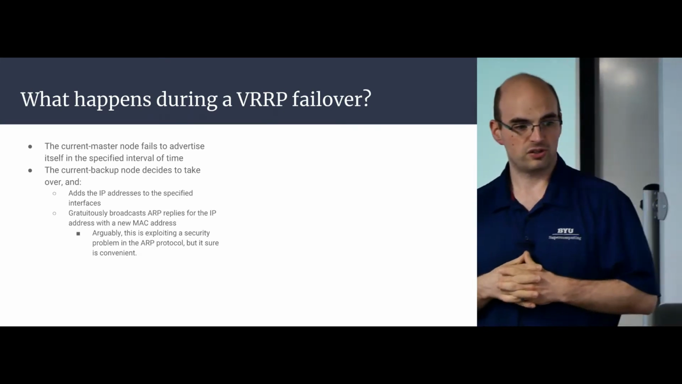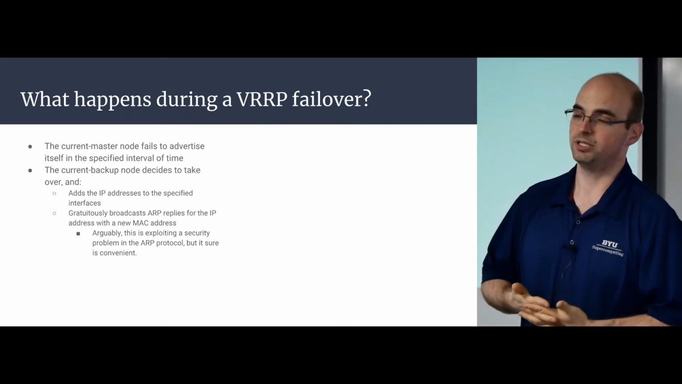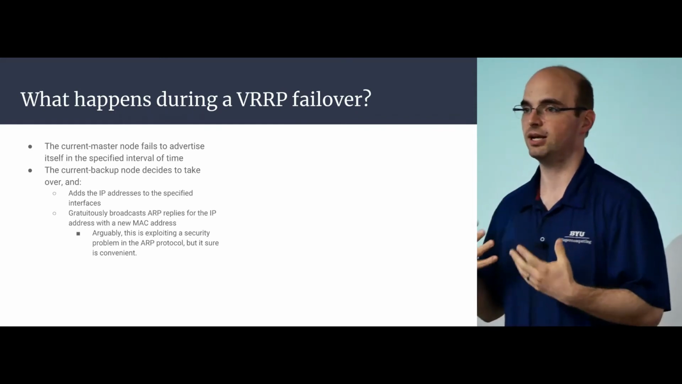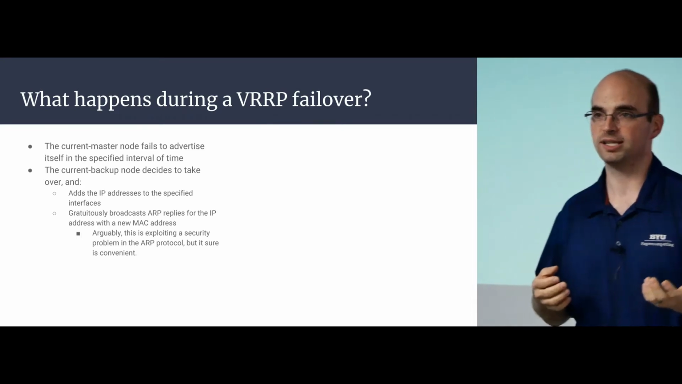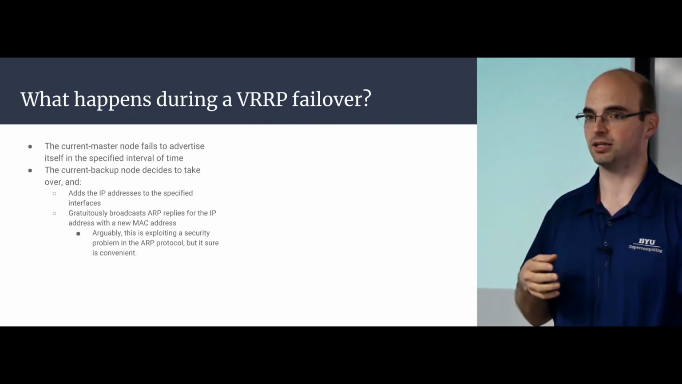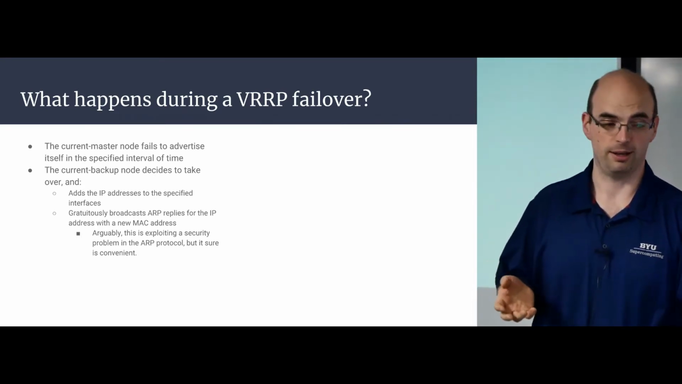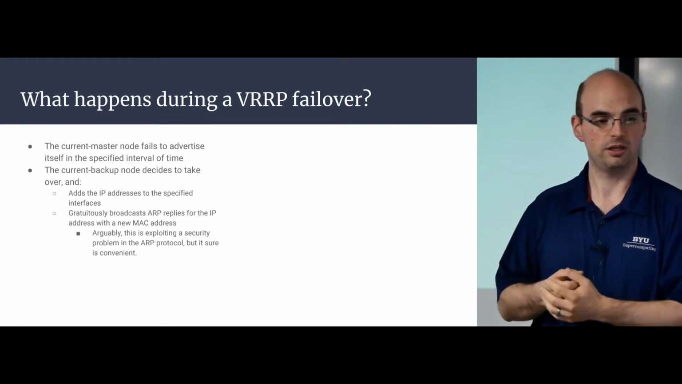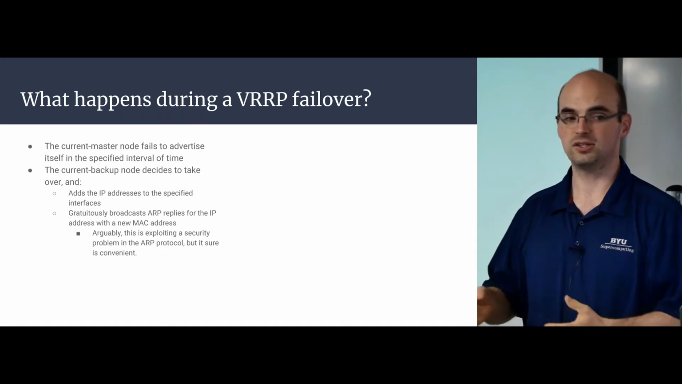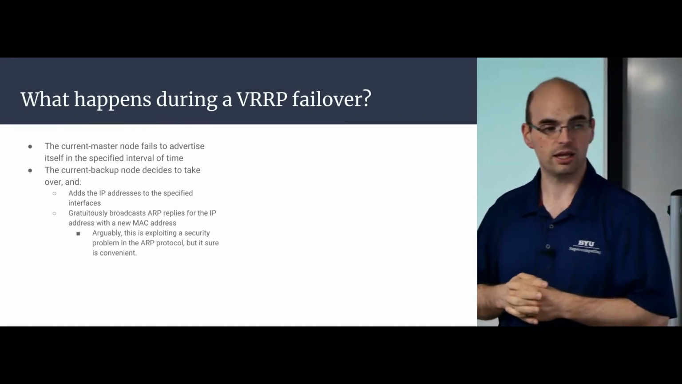One of the things that you have to understand with VRRP in particular is, when something decides to take over, what happens? Well, it chooses to take over because it hasn't heard from the current master in a certain amount of time. So it applies the IP address to the specified interfaces, and it sends a gratuitous ARP reply with a new MAC address.